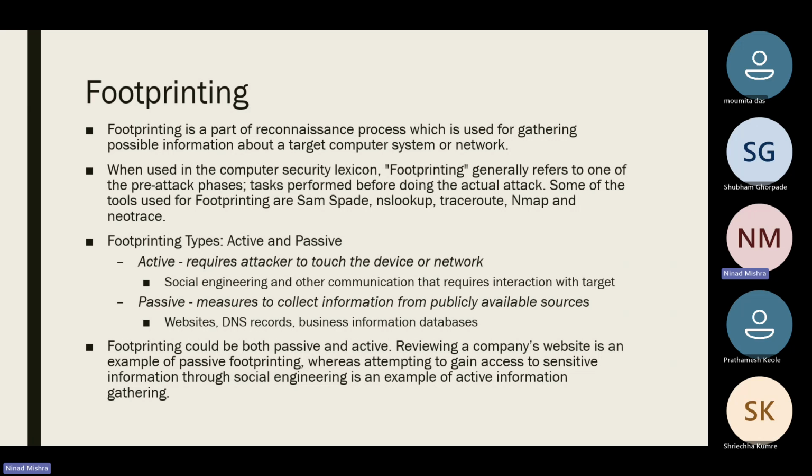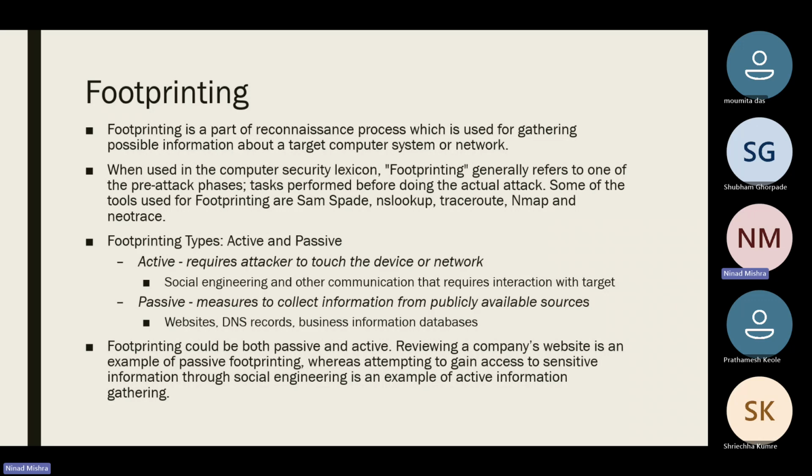So let's say he wants to do some ransomware attack, or just disrupt the services, perform some DDoS attack, anything like that. He'll first gather information about the target, and he may use tools like NSLOOKUP, SamSpade, Traceroute, Nmap, etc. We'll see some of those tools today. And there are two types of footprinting. One is active and one is passive.